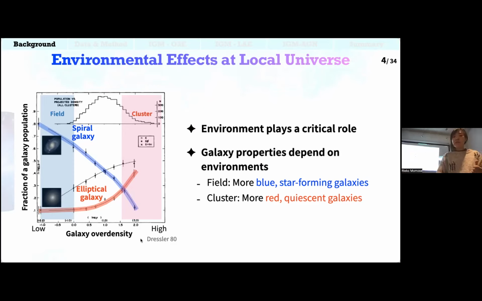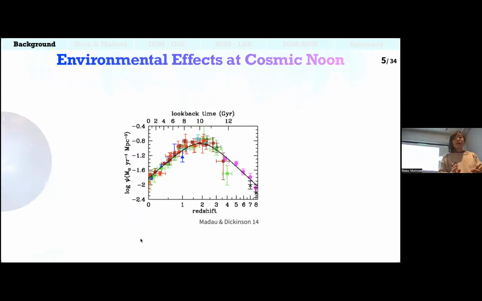Then the question arises: when did those environmental effects appear? One key period for this question is cosmic noon, because that time is the peak of star formation history in the universe, and galaxies took shape into what they are like today. However, previous studies on cosmic noon have been inconclusive.